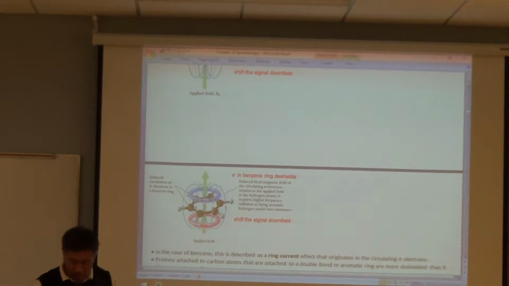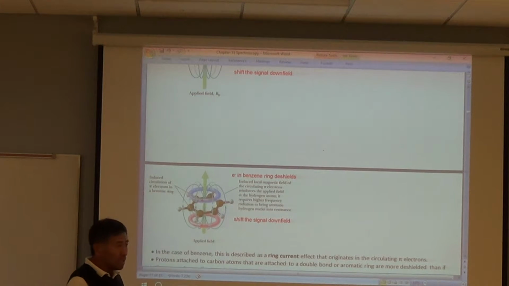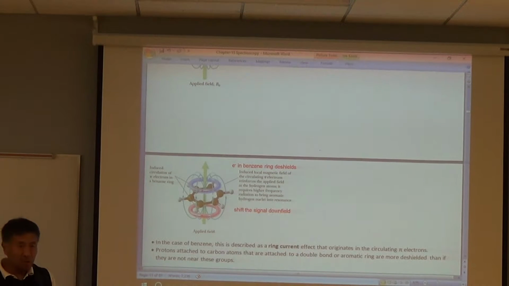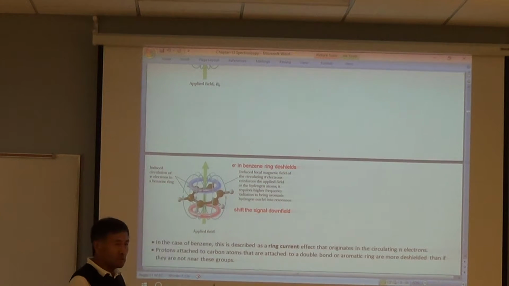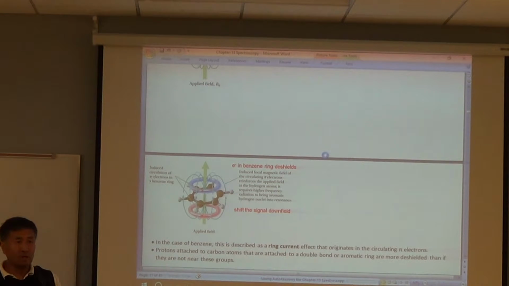Okay, so similarly here you have this benzene ring, and you can see those small blue arrows here in the same direction as the larger green arrow. So that means your local field actually enhances the B0, making your B0 larger. So we call that shielding, to enhance the B0. Therefore your separation gets larger.